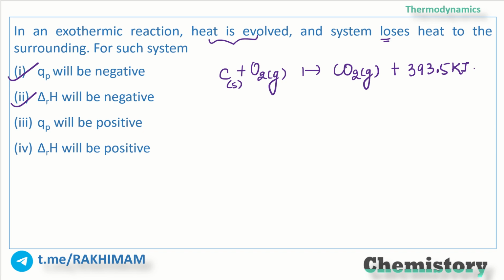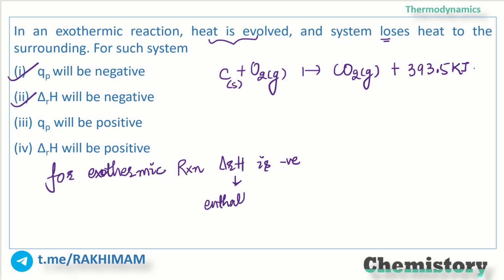So you might have a thing in your mind that if I talk about QP and delta H of the reaction, always remember that for an exothermic reaction, the enthalpy change is negative. For an exothermic reaction, I would like to write here: the enthalpy change for the reaction is negative. This is the enthalpy change, which basically is negative.